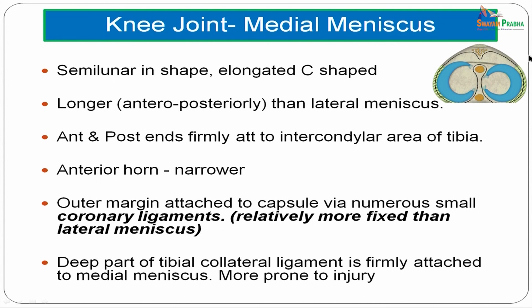The outer margin of the medial meniscus is attached to the capsule via numerous small coronary ligaments, and the medial meniscus is relatively more fixed than the lateral meniscus. The deep part of the tibial collateral ligament is firmly attached to the medial meniscus, and the medial meniscus is therefore more prone to injury.